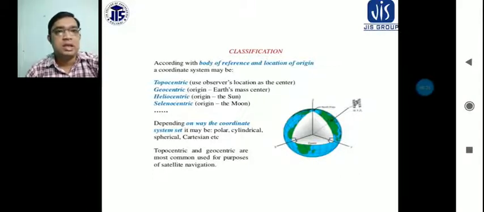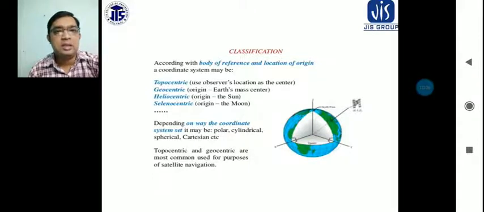Another is the geocentric, where the origin is the Earth's center of mass, so the geometric center is concentrated at the Earth's mass center. Another is the heliocentric, which means the origin is the Sun, and the distance from the origin to the Sun is considered. Whichever place is considered as the origin for the satellite and navigation is called heliocentric.